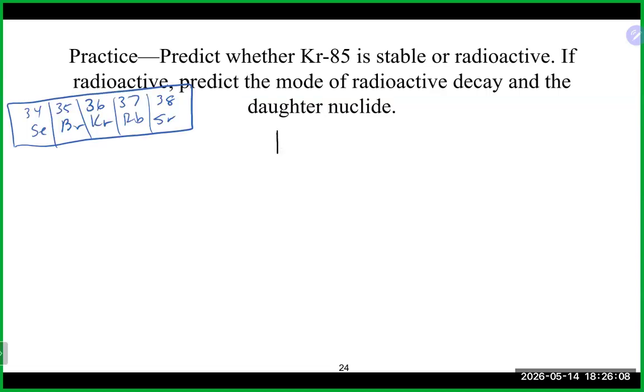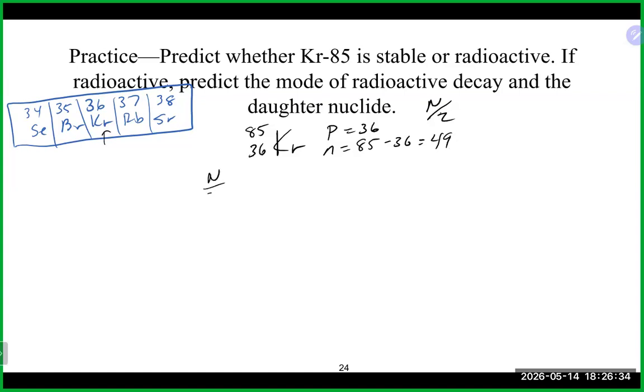So Krypton 85. 85 is our mass number. Once again, go to the periodic table, where 36 will give us our atomic number. We're looking for our neutrons and protons. So obviously our protons is going to be 36. Our neutrons is going to take the mass number, top number, minus the atomic number. And that's going to get us 49 there.